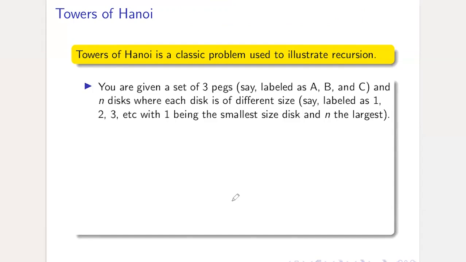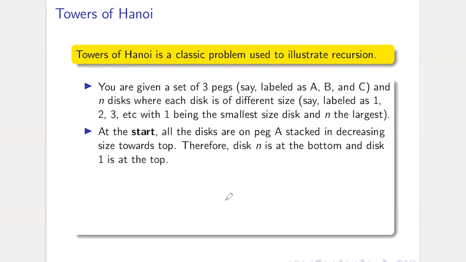So you have a set of 3 pegs, 3 sticks. Let's say they are labeled A, B, C, and you can put discs onto these pegs. These flat discs have a hole in the middle, and you can put them onto pegs. And there are n disks you have. Each one has a different size, and we can label them as 1, 2, 3 like that. 1 would be the smallest, and n would be the largest, if you have n such disks.